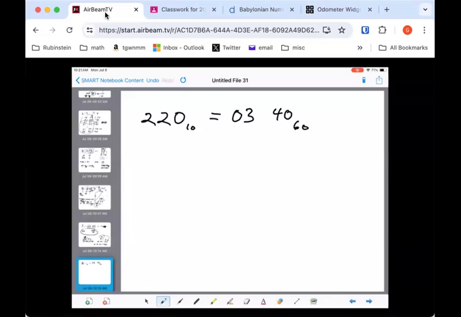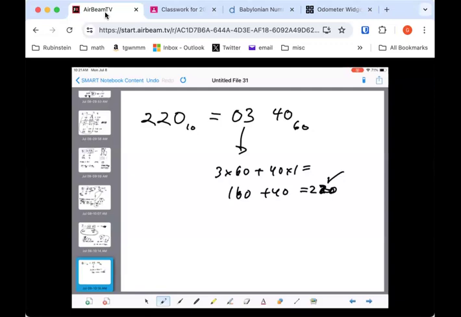But let's just verify that this is true at least. So yes, if I do 3 times 60, and I do 40 times 1, it does become 180 plus 40, which is 220. So we can see that yes, 0340 is the correct answer.